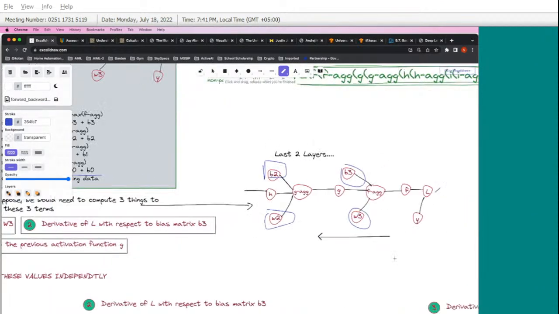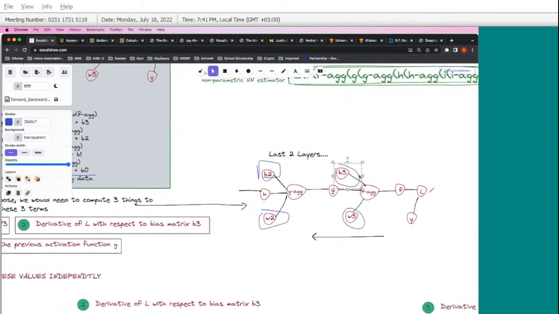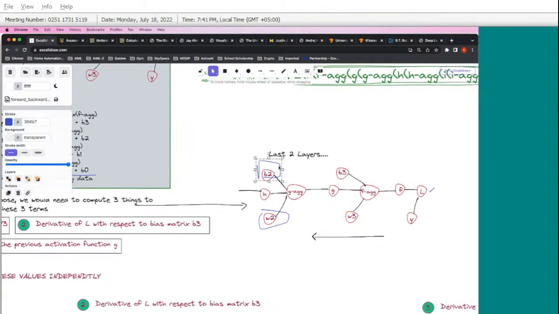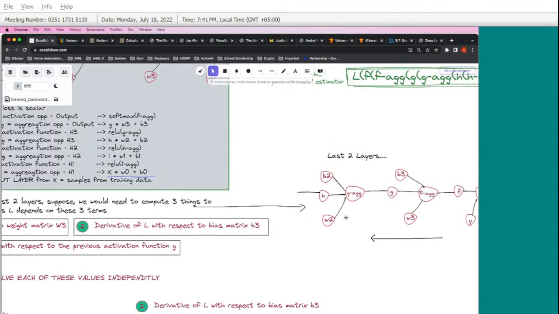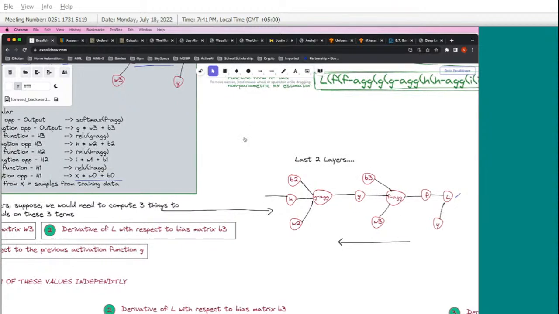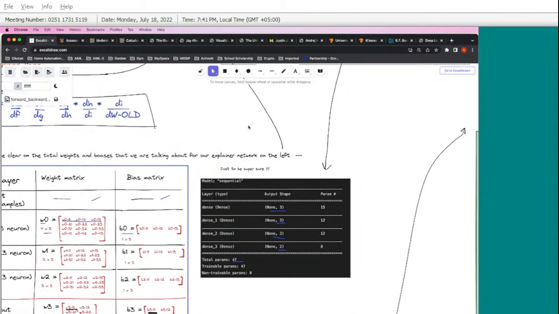Now if you look at just the last two layers in this image and forget about everything else, if I have to change my loss, we said that we have to change the loss. For every new layer, I have my bias and weight. So let's go back again.